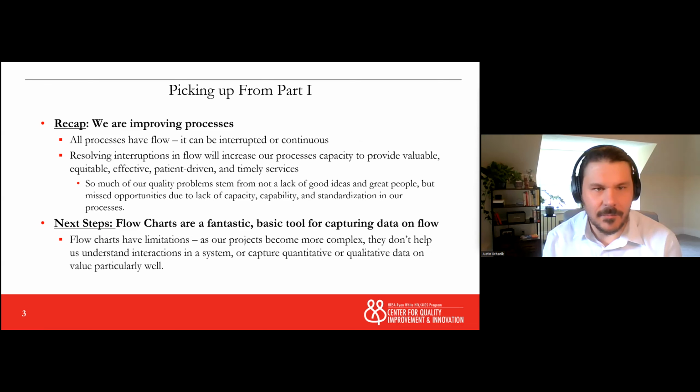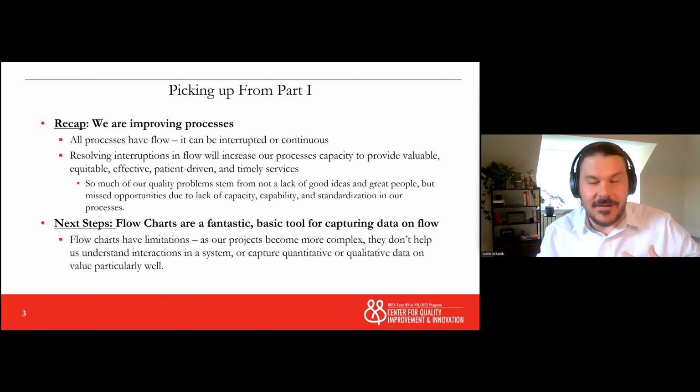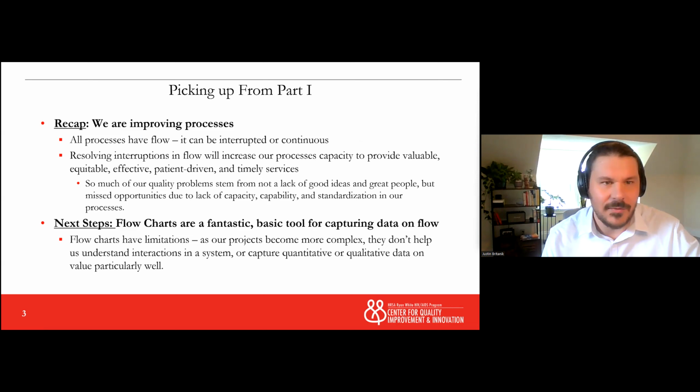Picking up from part one, as a recap, quality improvement is all about improving processes. That's what we're doing. We're not just thinking about a measure or some feedback we received, but how does that fit into a process and how can we improve that process? We said that all processes have flow, that flow can be interrupted, where there are a lot of things stopping that process from getting from start to end, or it can be continuous. And that flow is smooth, it's consistent, it's probably quicker.